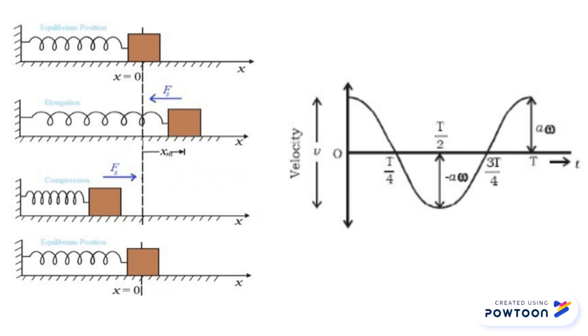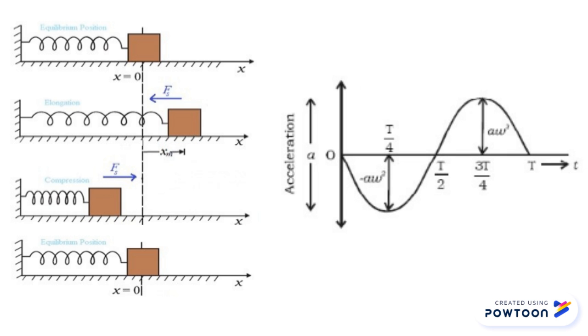The velocity versus time graph would look like this. Velocity is the greatest when the block is at equilibrium because it is moving the fastest here. When the block is stretched and compressed, the velocity is 0 as the system slows down a bit once it reaches these high points.